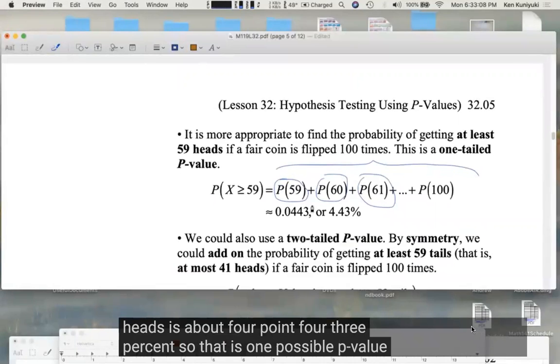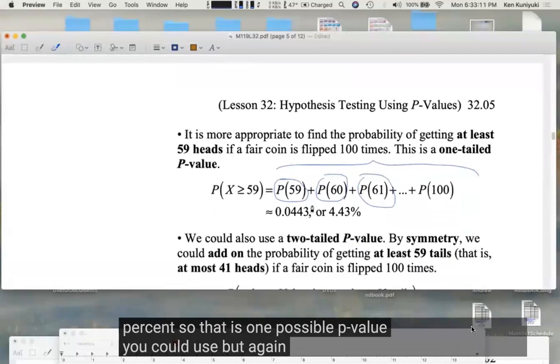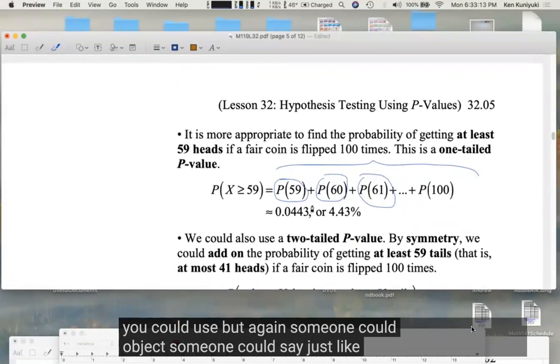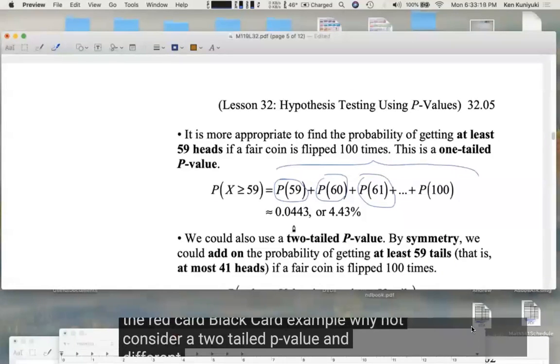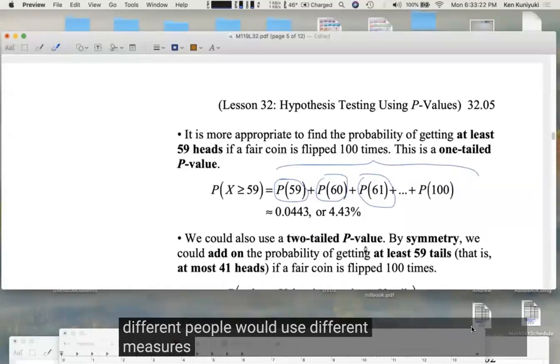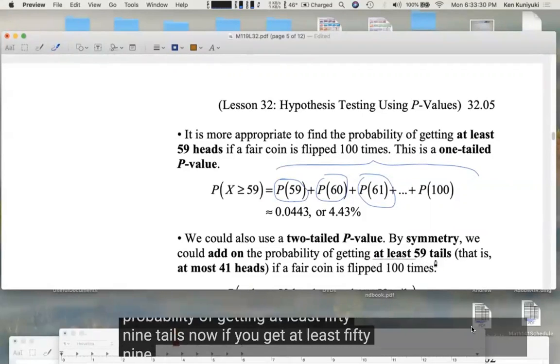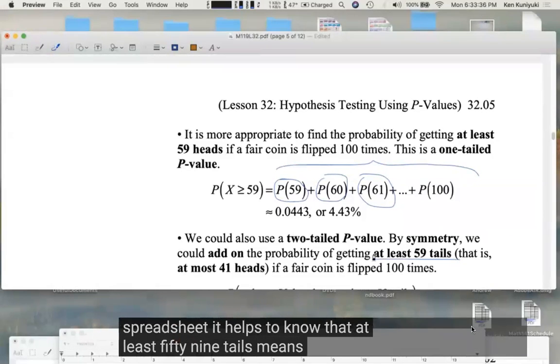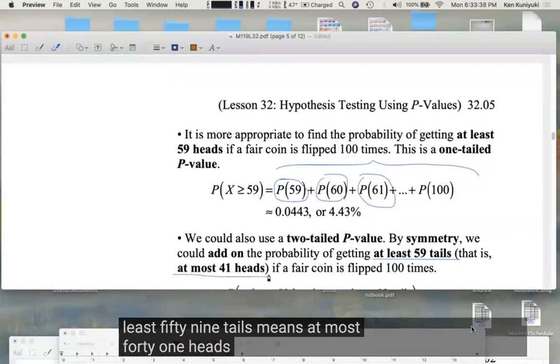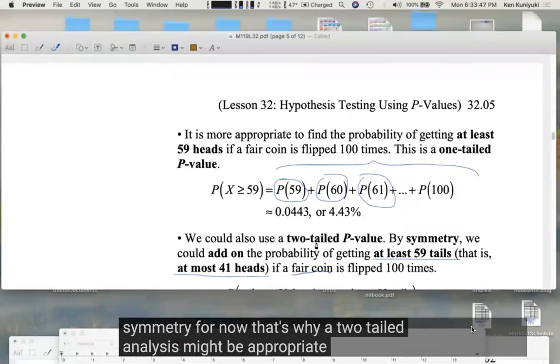So that is one possible p-value you could use, but again, someone could object. Someone could say, just like with the red card, black card example, why not consider a two-tailed p-value? And different people would use different measures. By symmetry, we can add on the probability of getting at least 59 tails. Now, if you get at least 59 tails, if you want to use our Excel spreadsheet, it helps to know that at least 59 tails means at most 41 heads. We're assuming, again, for now, the coin is fair. We're assuming symmetry for now. That's why a two-tailed analysis might be appropriate.